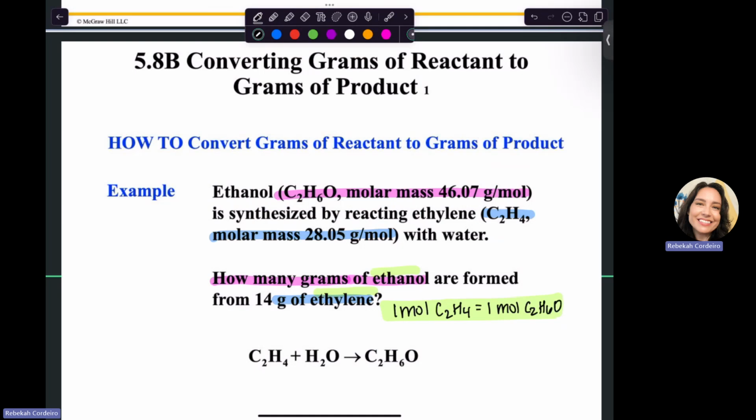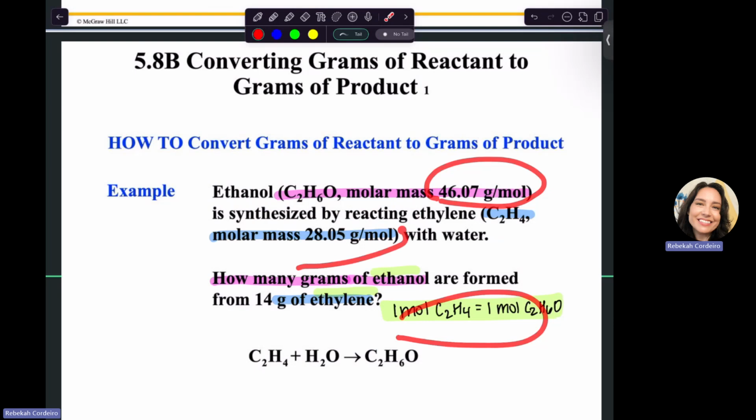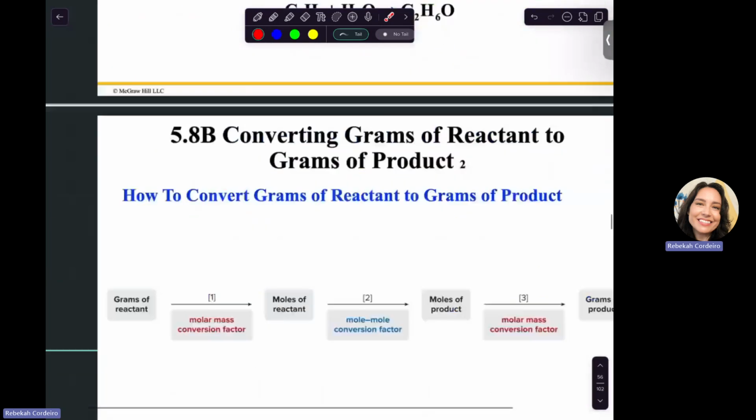And I know that you're thinking if it's a 1-to-1 ratio, it's not going to matter for your math. It does matter for your units to cancel. So you're going to include that. So we've got 3 conversions here: molar mass, mole ratio, molar mass. See if you can put that together.